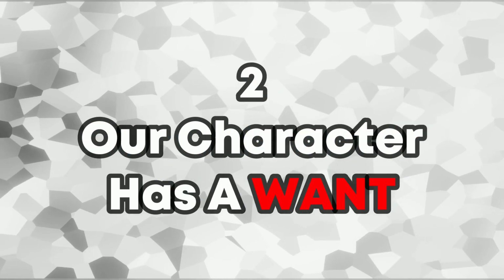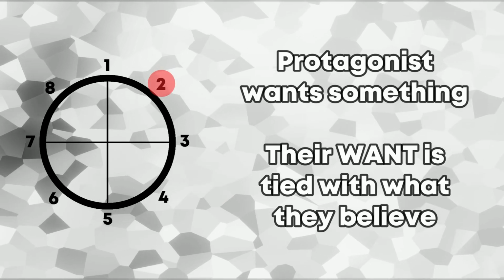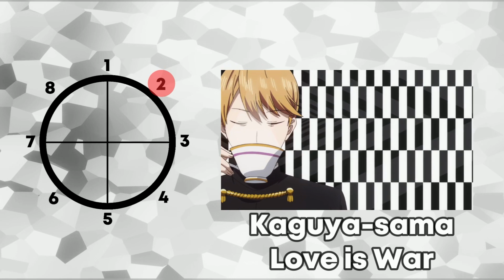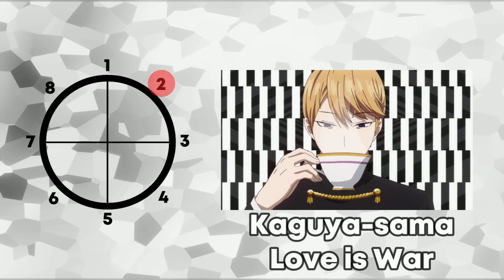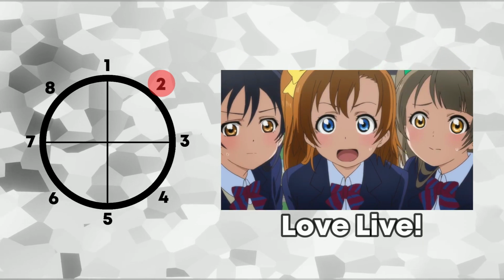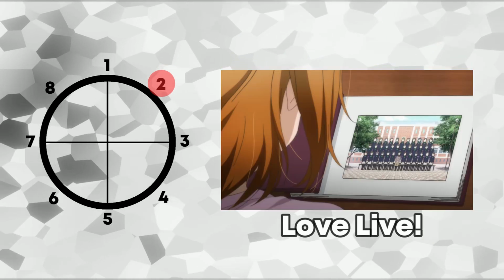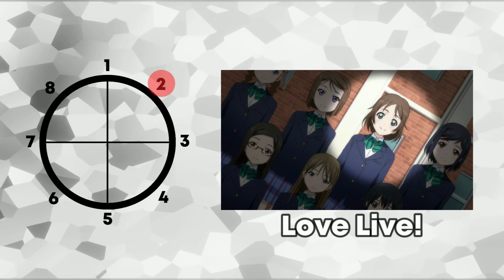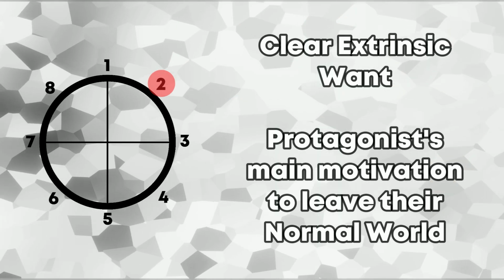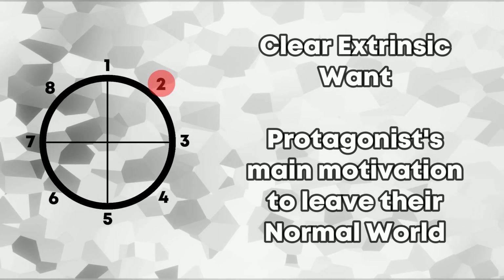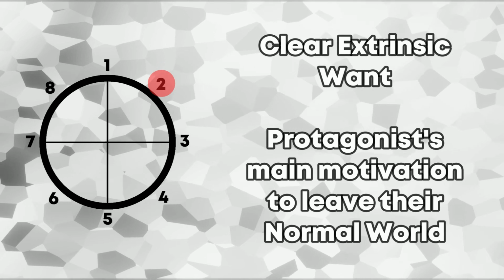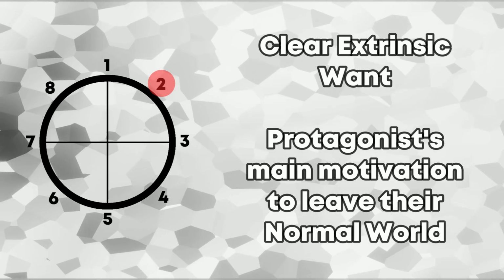2. Our character has a want. Our character wants something and it is closely tied in with what they believe. They may want their crush to confess to them instead of the other way around because they believe that love is war. Or they may want to save their school from closing down because they believe that their generation-long family tradition of graduating from the same high school is important to them. We establish a clear extrinsic want in this stage. This is our protagonist's main motivation and fuel to get the story rolling.